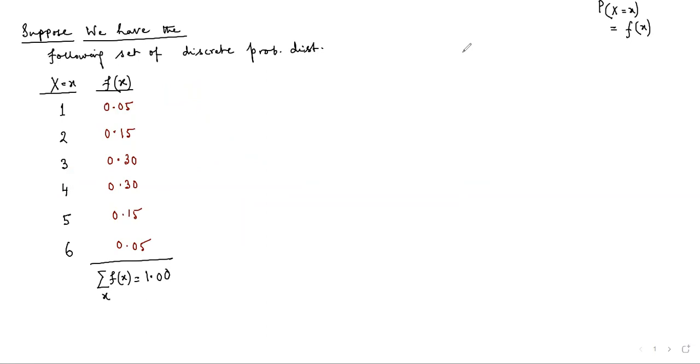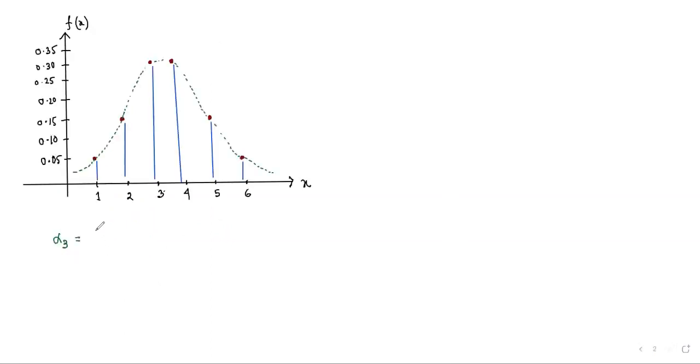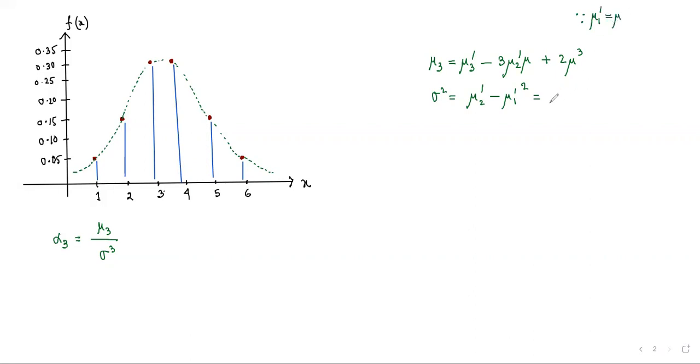So as I discussed in my previous session, the measure of skewness requires alpha 3. What is the formula for alpha 3? It is mu 3 by sigma cube. And mu 3 has the formula mu 3 prime minus 3 mu 2 prime multiplied by mu plus 2 mu cube. Okay, this is the formula for mu 3. And sigma square has the formula mu 2 prime minus mu 1 prime square. And you know that since mu 1 prime is equal to mu symbolically, it can be written as mu 2 prime minus mu square. These are the formulas.